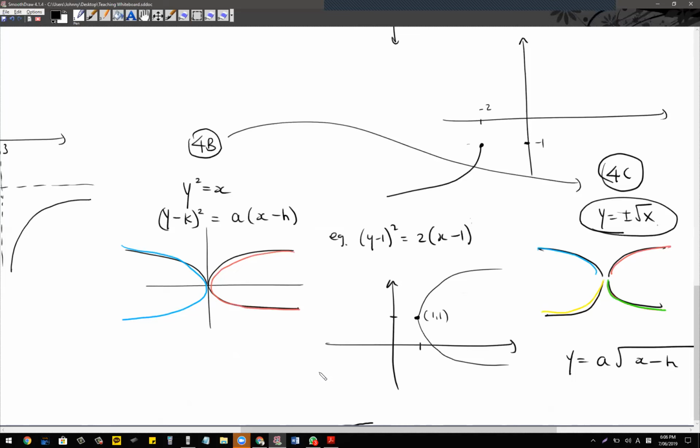So you can confirm that by figuring out the x coordinate here, by letting y equal 0. So then 0 minus 1 squared is 1, equals 2(x minus 1). Divide by 2, you get half equals x minus 1. So x is equal to 1 plus half. So that's definitely further away than 1. That's 1.5, and that makes sense, right? So that's how you draw that one.